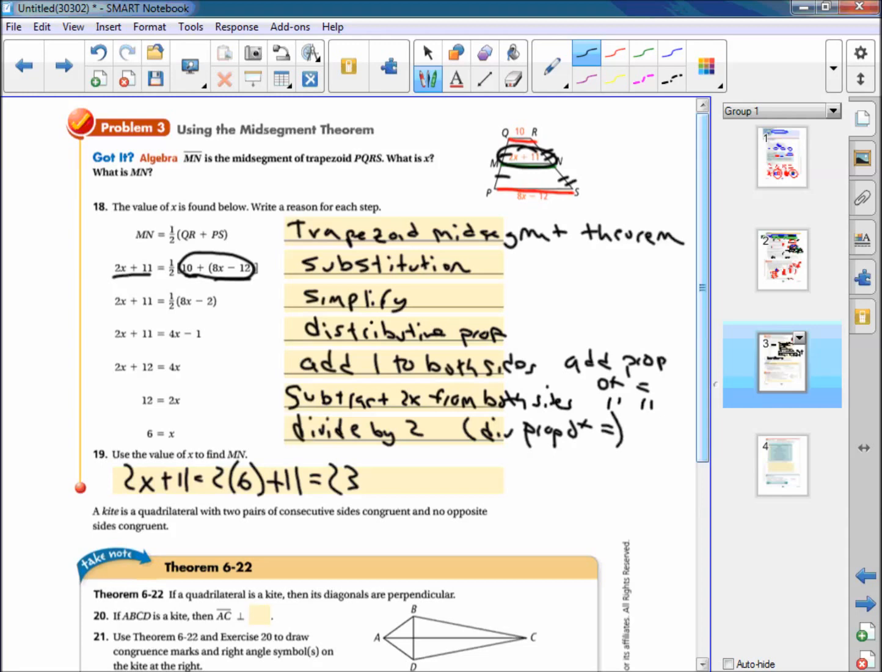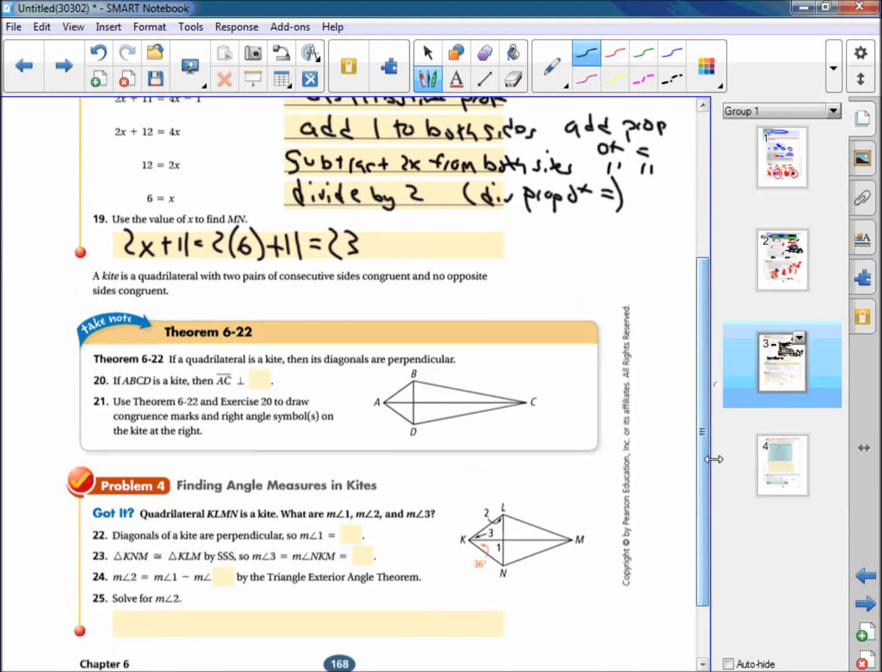So we have a new definition here. A kite. So a kite is a quadrilateral with 2 pairs of consecutive sides congruent and no opposite sides congruent. So two pairs of consecutive sides congruent and no opposite sides congruent. So theorem 6-22, if a quadrilateral is a kite, then its diagonals are perpendicular. So if ABCD is a kite, then AC should be perpendicular to BD. Okay, so the diagonals are going to be perpendicular.